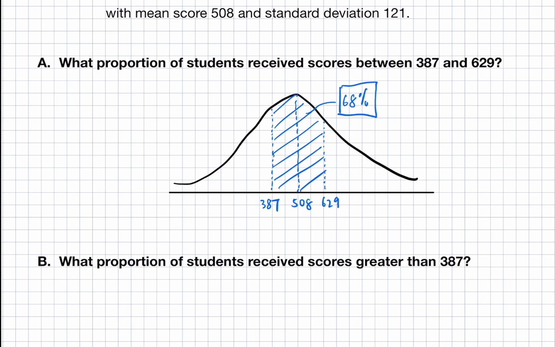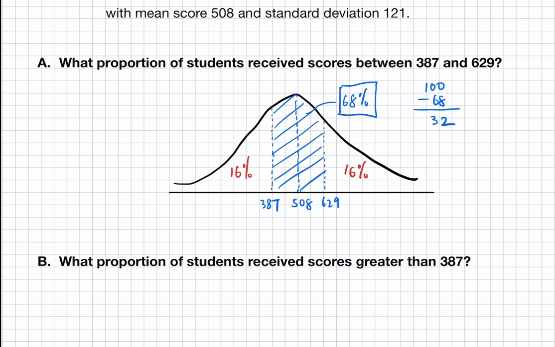Okay? Because 100 minus 68 is 32, not 22, 32%. Okay? So if the balance is 32%, that would suggest then that this side is 16% and this side is 16%, because that would give us a total of 100%.